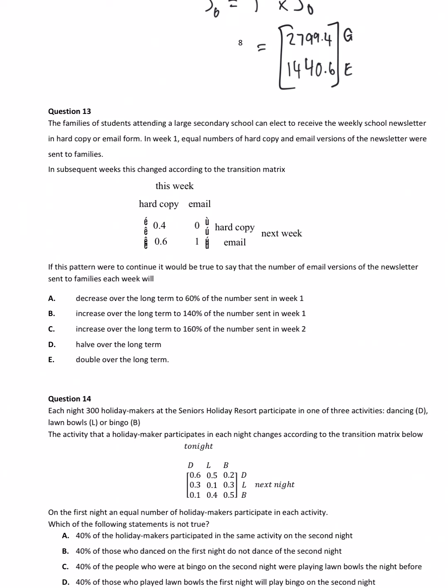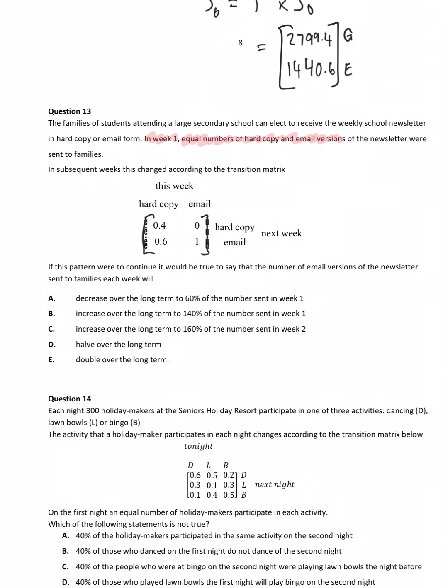Question 13. The families of students attending a large secondary school can elect to receive the weekly school newsletter in hard copy or email form. In week 1, equal numbers of hard copy and email versions of the newsletter were sent to families. In subsequent weeks, this changed according to the transition matrix. I'll just highlight that. In week 1, we had equal numbers that got hard copy and email versions of the newsletter, and we've got our transition matrix below. Not sure why there's E's and U's, whatever these are.